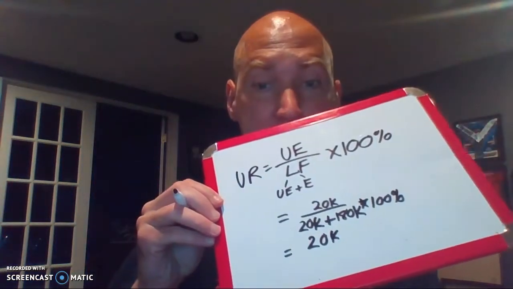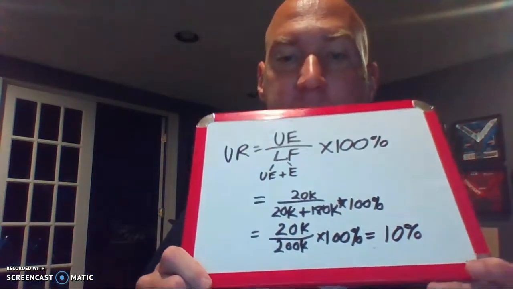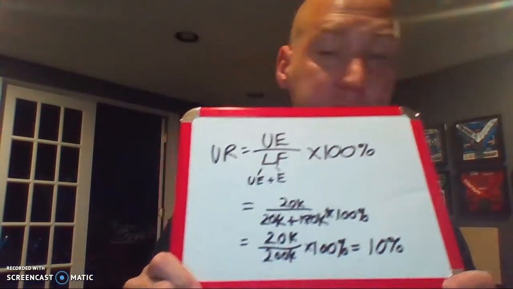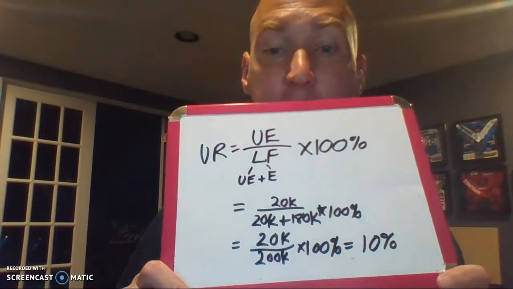It's 20K. 20,000 plus 180,000 is 200,000 times 100%. And your answer is 10%. So the unemployment rate for this country, country X, is 10%. Now, we didn't do as much with the labor force participation rate.